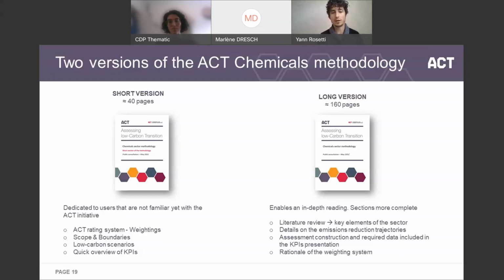So sections here are more complete, and you'll find in the long version some parts that are not available in the short version. So the literature review, which gave us the key elements of the sector, some details on the emissions reduction trajectories, so more details about how the SDA curves and the ACA curves were built, the assessment, construction, and required data included in the KPIs presentation, as I just presented before, and the rationale of the weighting system from one module to another.